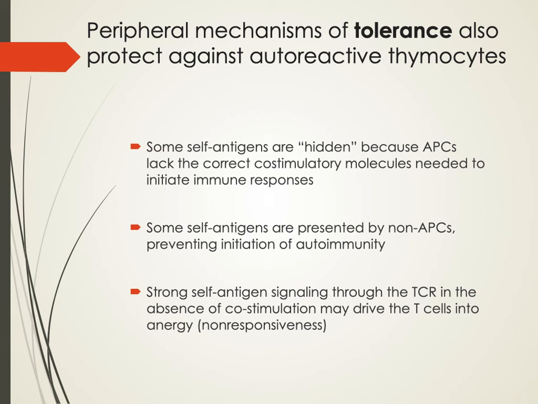We do want to keep in mind that there are also peripheral mechanisms of tolerance to make sure that these autoreactive thymocytes don't damage tissue. It doesn't always happen, but we do want to try to eliminate that from happening. Some self-antigens are hidden, which means that APCs lack the costimulatory molecules needed to actually initiate an immune response. So these APCs aren't able to recognize them, so they're not able to engulf them from their source.